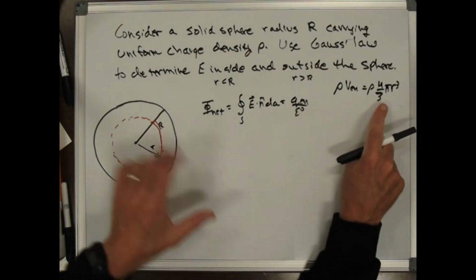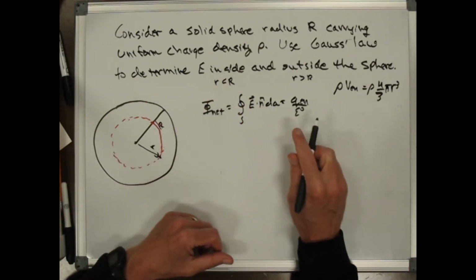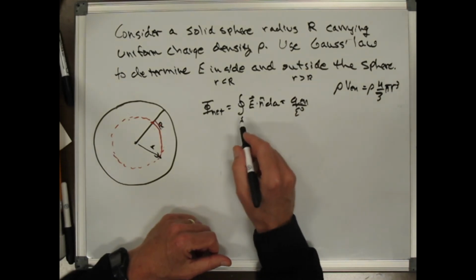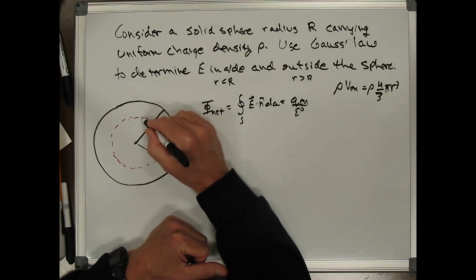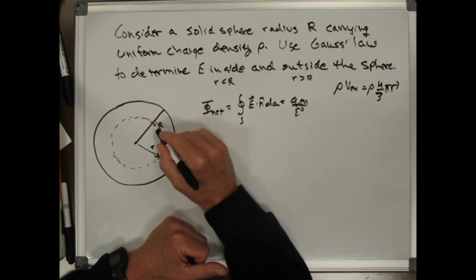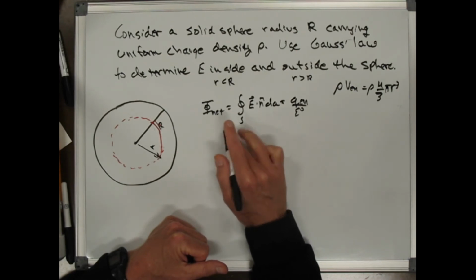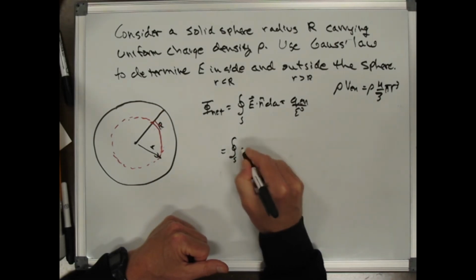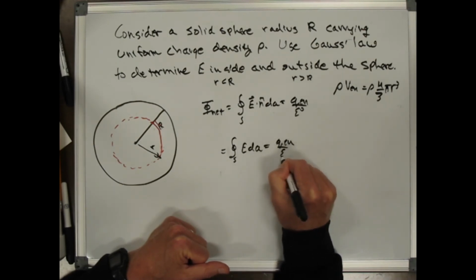And so that's different than what I had before when my Gaussian surface was out here, and I had 4/3 pi big R cubed. And so once again, I'm going to make symmetry arguments. I'm going to say, look, the electric field either points outward or inward, but it doesn't point laterally. If this is positively charged, I'm expecting my electric field to point outward. And so I get the integral over my closed surface of E times dA is equal to Q enclosed over epsilon naught.